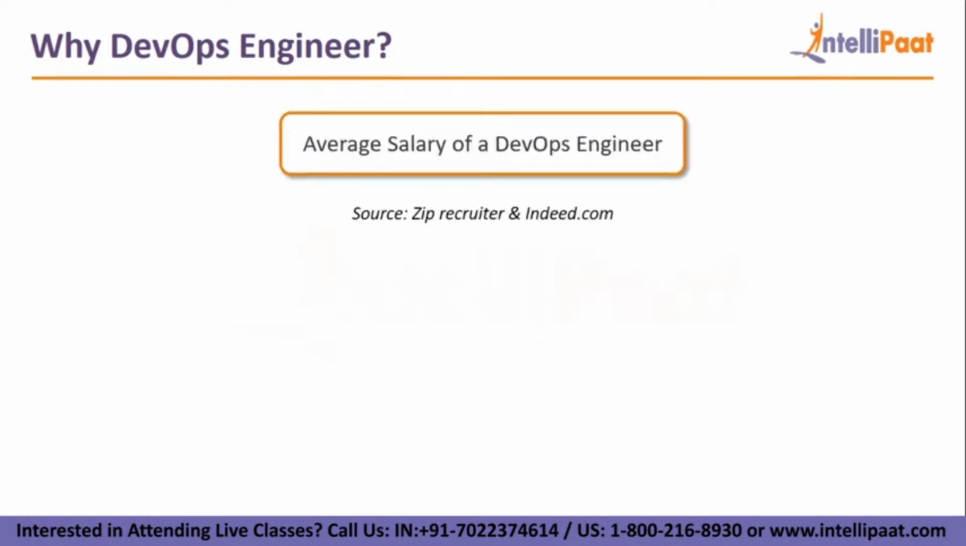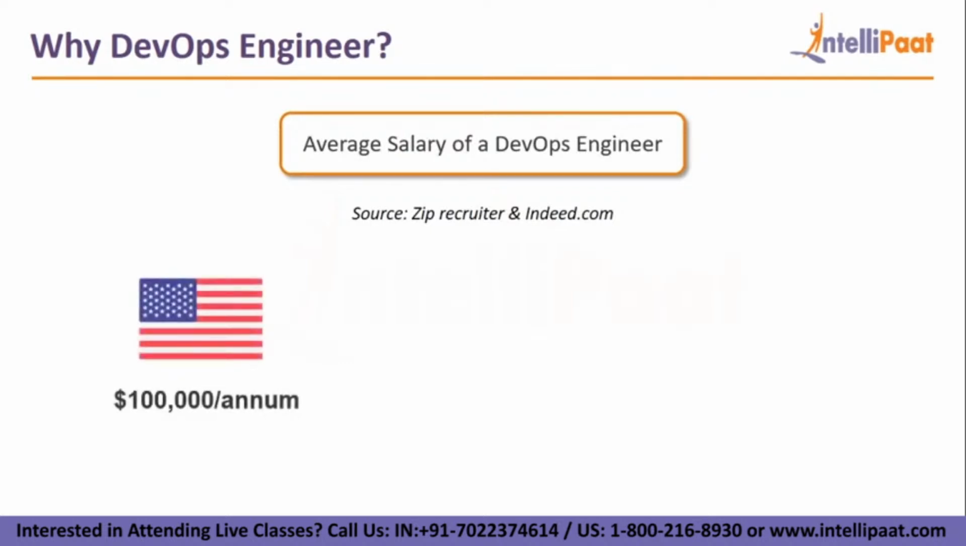Moving forward, let's talk about the average salary of a DevOps engineer, summarizing the previous facts. In the US, the average salary is $100,000 per annum. In India, the average salary is 5,69,000. If we take into account freshers who are becoming DevOps engineers, and even experienced people like a release manager, a DevOps architect or a cloud DevOps architect, the average salary you get is 5,69,000 per annum.